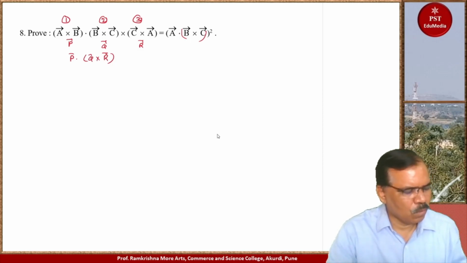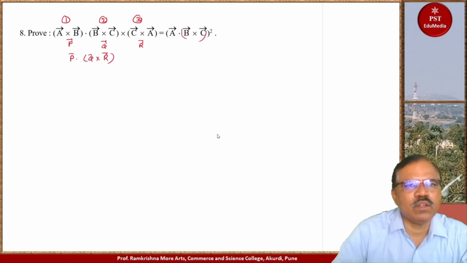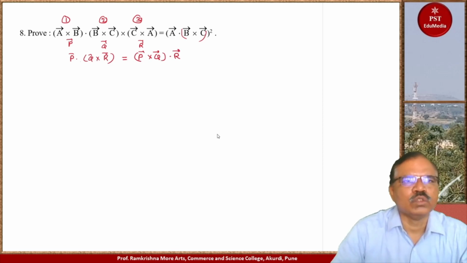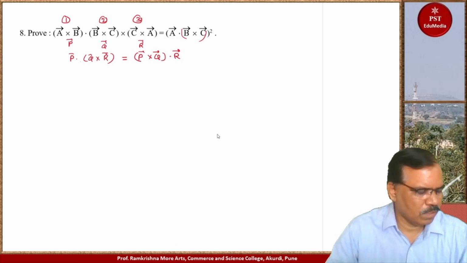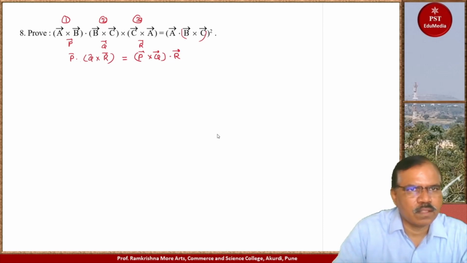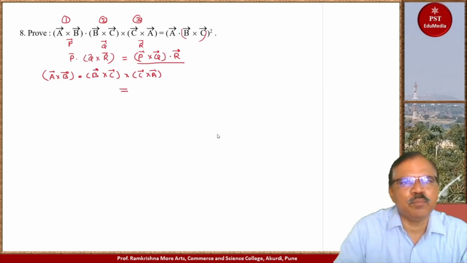So we have to show this. So how can we show? Now, we know P dot Q cross R, you can write here P cross Q dot R. So here P is A cross B, Q is B cross C, and R is C cross A. So we get here A cross B dot B cross C cross C cross A. This is equal to, now we can take this P cross Q dot R.